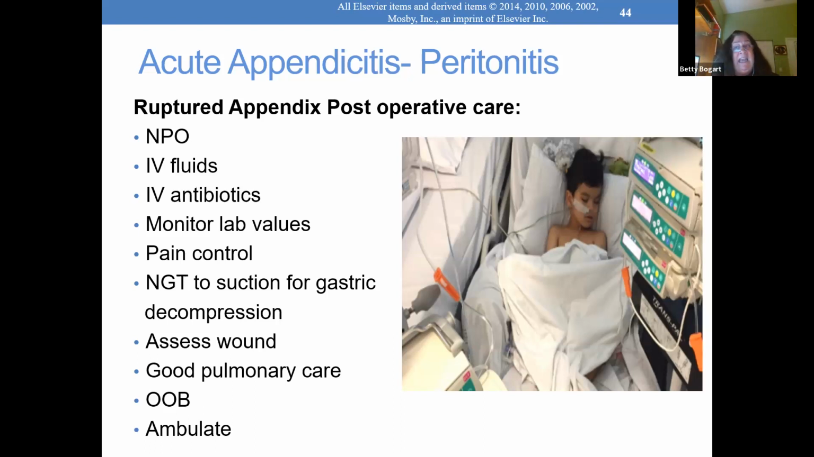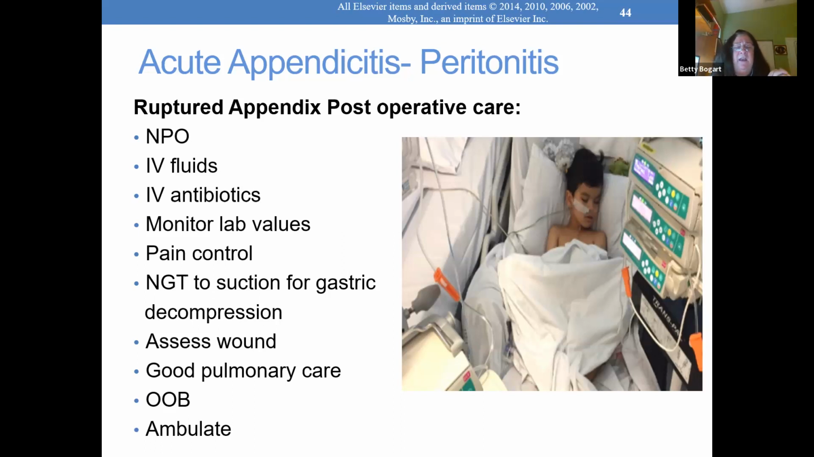So number one, nothing to eat. You need to rest the entire intestines. Of course, IV fluids, because you need fluids. IV antibiotics for that infection. You're going to be monitoring all the electrolytes, of course, and it hurts. All that irritation in that belly hurts. And these children need to get up out of bed. They need to ambulate, cough, deep breathe. They need to prevent all of those post-op infections.